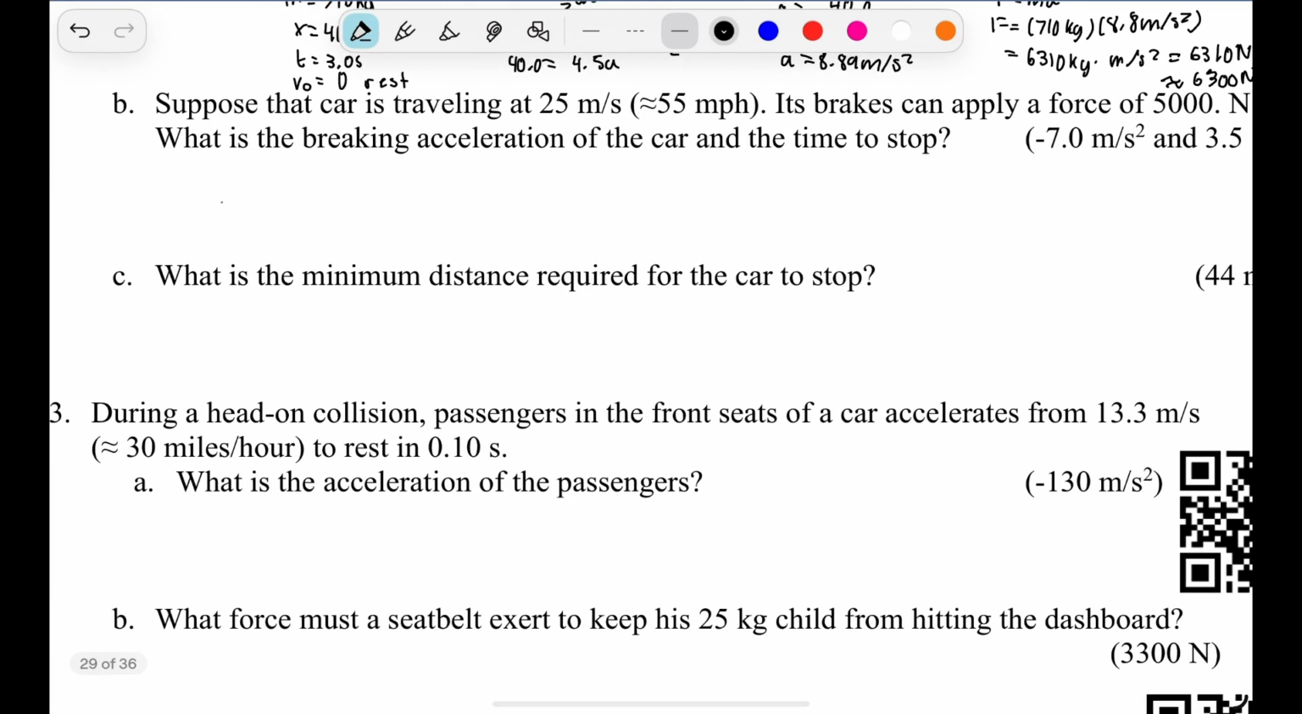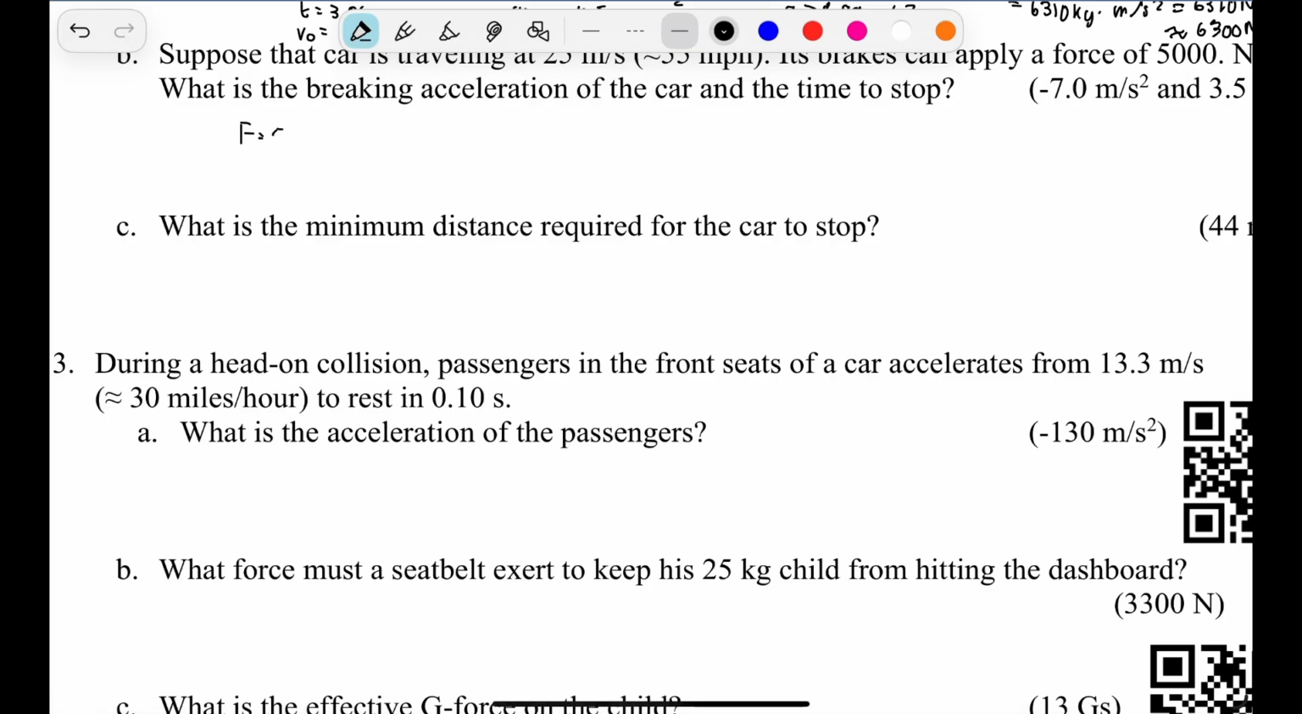For this question, we know that the force is equal to 5,000 newtons. Your mass is going to be equal to 710 kilograms. A is equal to F over M. Plugging in, that's negative 5,000 newtons divided by 710 kilograms. That's equal to negative 7.04 meters per second squared.